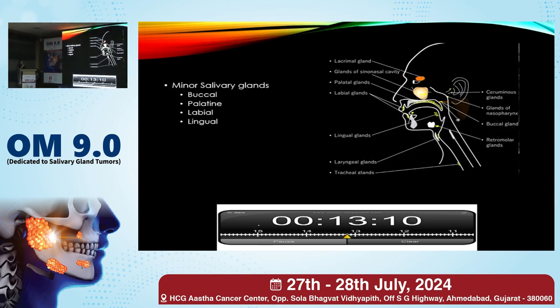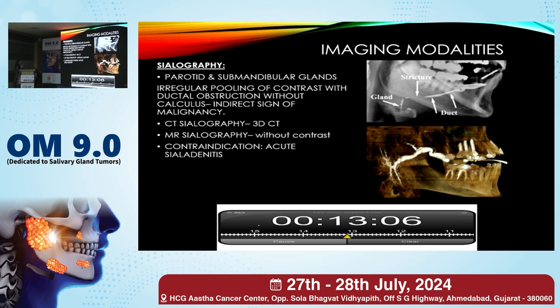There are multiple minor salivary glands which were discussed. Now the imaging modalities, first of all sialography. This is mainly done to study the ducts of the major glands. These are the parotid and the submandibular gland.